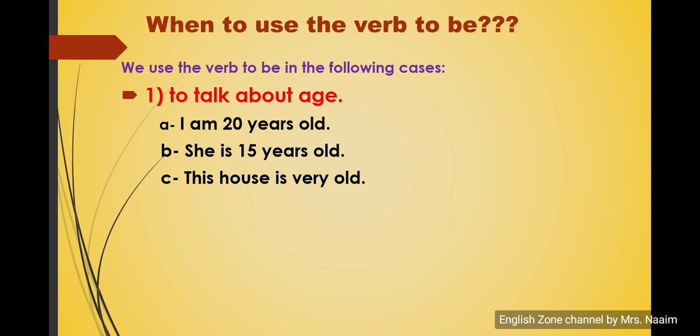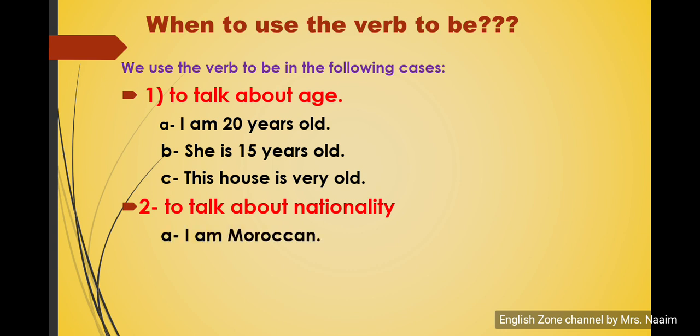Now let's move to the second use of the verb to be. Okay. والآن لنمر إلى الاستعمال الثاني لفعل الكينونة. So we use the verb to be to talk about nationality. Okay. نستعمل فعل الكينونة لنتحدث عن الجنسية. Okay. So I am Moroccan. أنا مغربية أو أنا مغربي. Okay. So حينما نريد أن نتحدث عن الجنسية فيجب في هذه الحالة أن نستعمل فعل الكينونة.